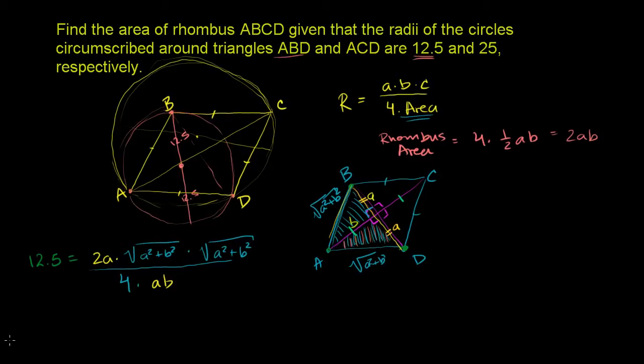And let's see, this simplifies to 12.5 is equal to, divide the numerator and the denominator by 2. So that becomes a 1, that becomes a 2. Divide by a, that becomes a 1, that becomes a 1. Square root of a squared plus b squared times square root of a squared plus b squared is just a squared plus b squared. And in the denominator, we're just left with a 2b. 2b. So this first piece of information, the circumradius for ABD being 12.5, gives us this equation.